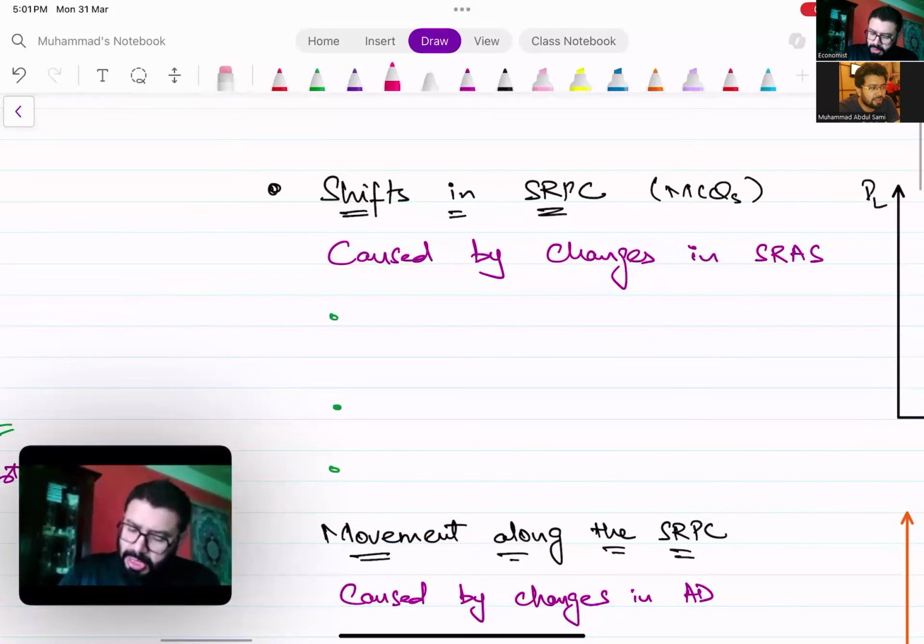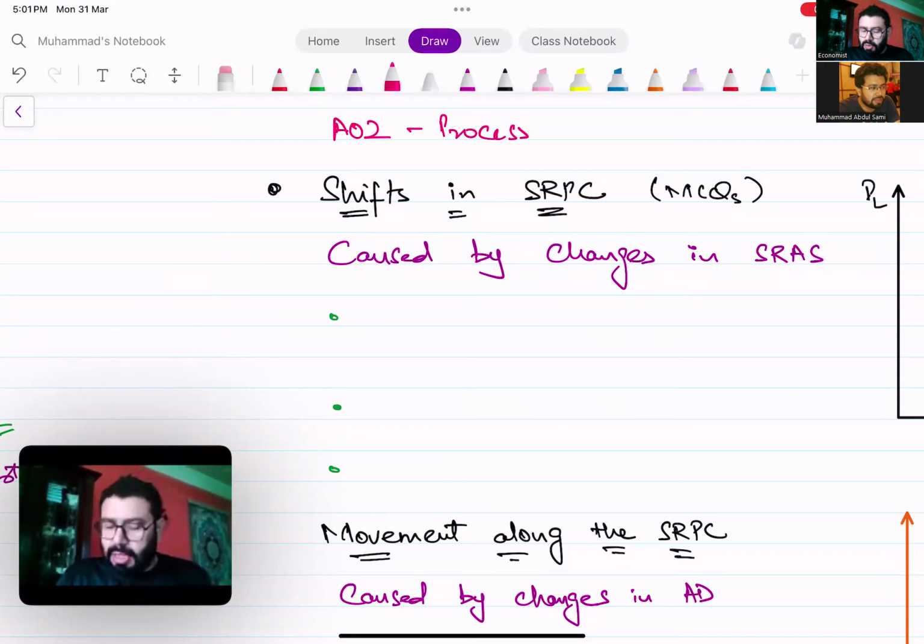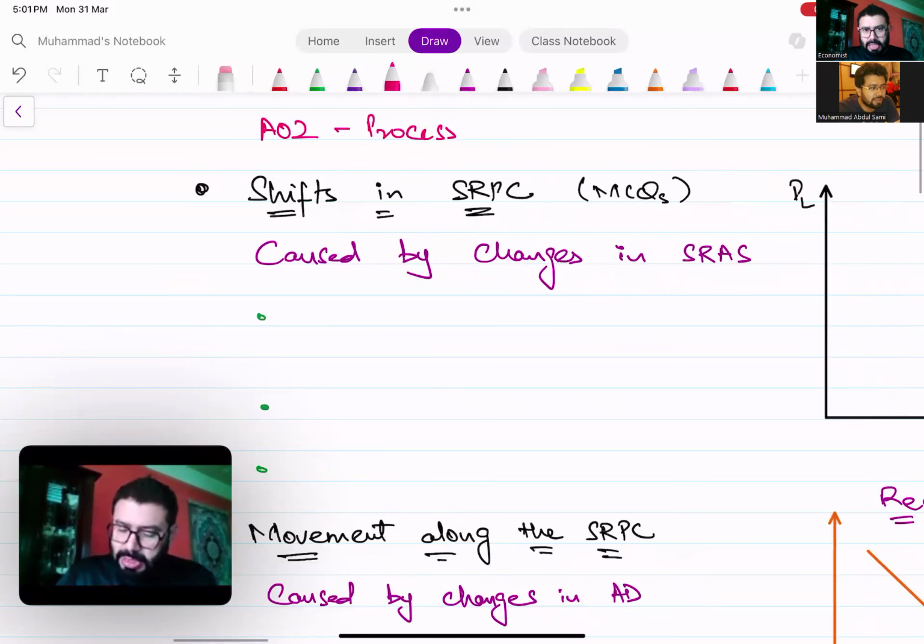So analysis part, AO2. The analysis part is also known as the process or the mechanism. So it obviously tells about the causes and the effects of something. So we need to discuss this: shifts in the short-run Phillips curve can be asked in the MCQs. Now, the cause of these changes is the SRAS. And what is SRAS? Short-run aggregate supply. We have covered it in AS macroeconomics, unit number 5.